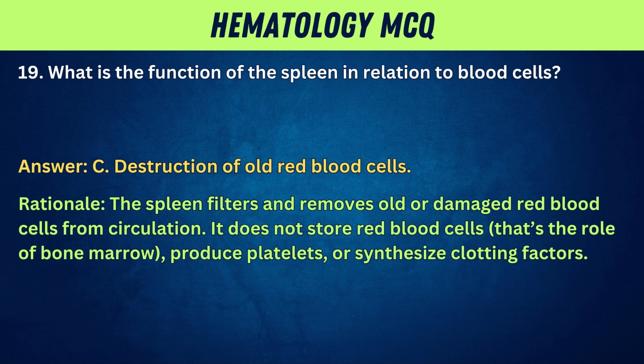Rationale: the spleen filters and removes old or damaged red blood cells from circulation. It does not store red blood cells, that's the role of bone marrow, produce platelets, or synthesize clotting factors.